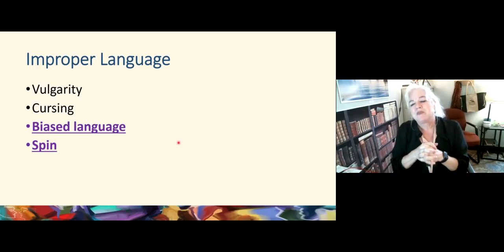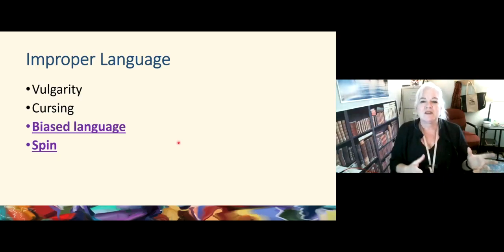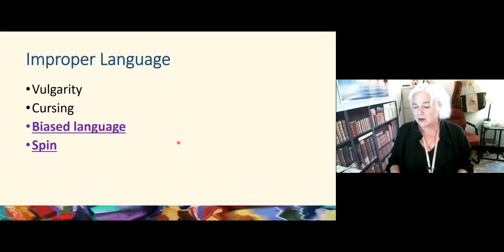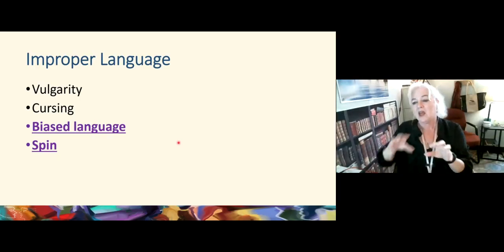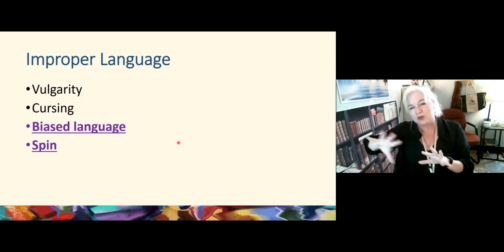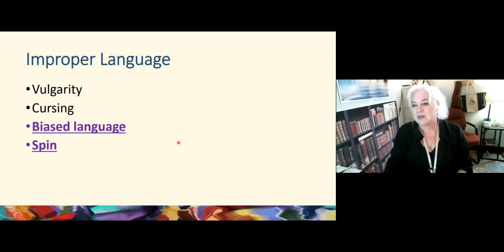And then spin. It's a manipulation of language to achieve a most positive interpretation of words. Think about every news source out there. They all use biased language and they all have spin. They all gear their language towards a certain perspective. And that's what spin does.